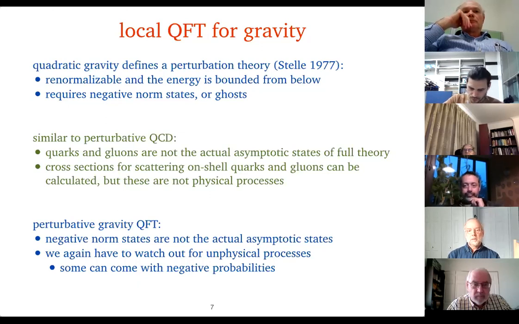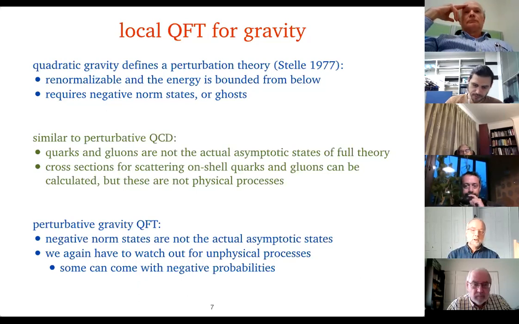So that's a perturbative theory of quarks and gluons, but those fields are not the actual asymptotic states of the full theory. So you could take this perturbative theory and calculate scattering of on-shell quarks and gluons if you wanted to, but those are not physical processes. In fact, you have to work quite a bit harder in this theory to make contact with physical processes. And that's a whole industry in QCD to do that.